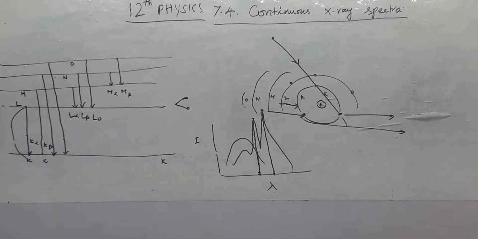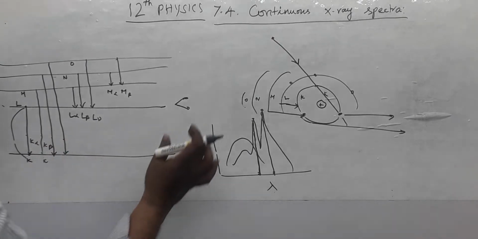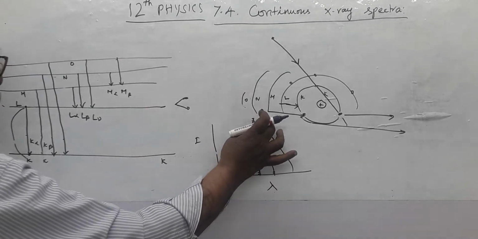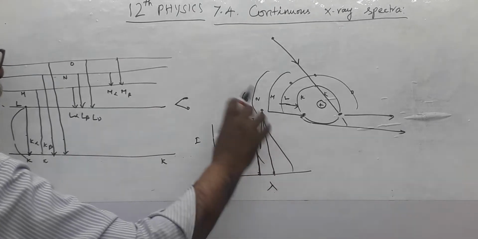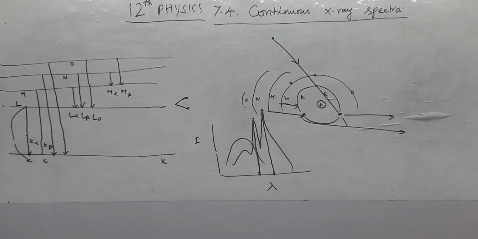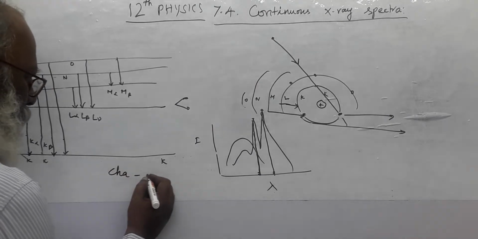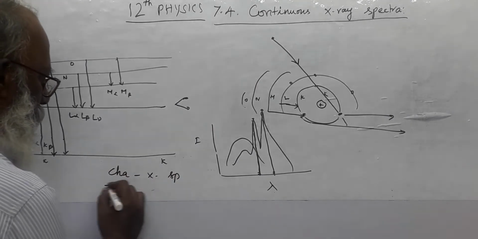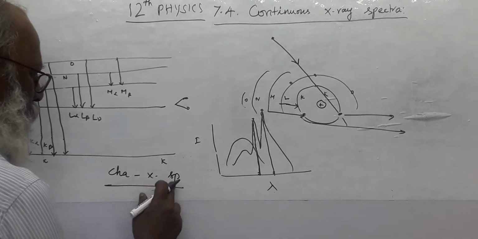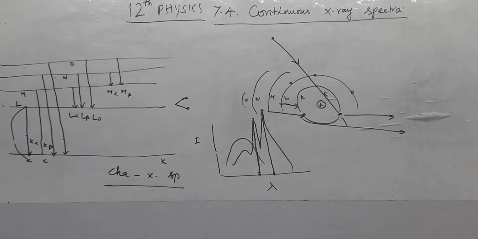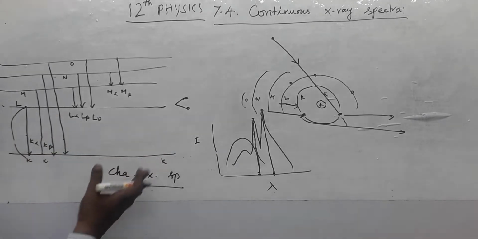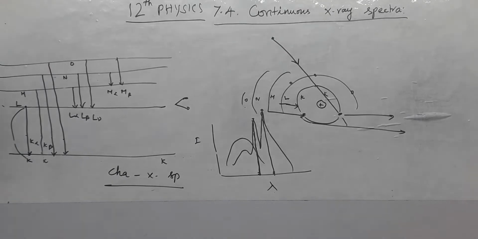These spectral lines indicate that a particular wavelength represents the characteristics of the target. That's why it is called the characteristic X-ray spectrum. This is called the characteristic X-ray spectrum. This is very, very important for analyzing and understanding the concept. I think you are clear.